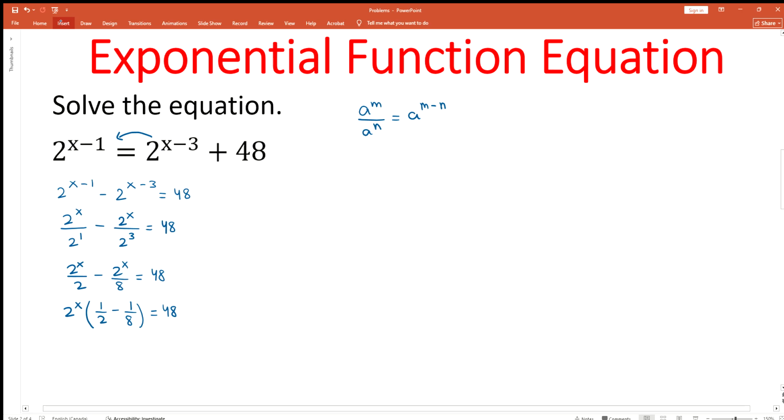Next, we can subtract these fractions by finding a common denominator. The common denominator is 8, so we should multiply the fraction 1 over 2 by 4 in the numerator and denominator. So we get 4 over 8 minus 1 over 8 equals 48. Now we can subtract the fractions. We should subtract the numerator numbers. 4 minus 1 is 3.